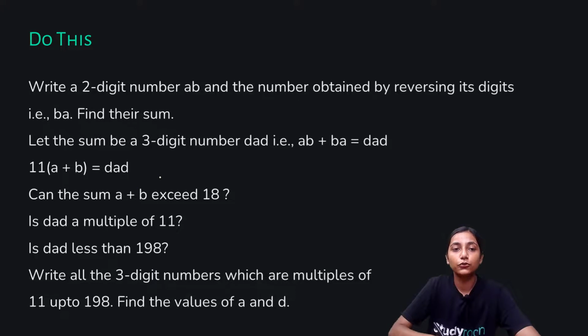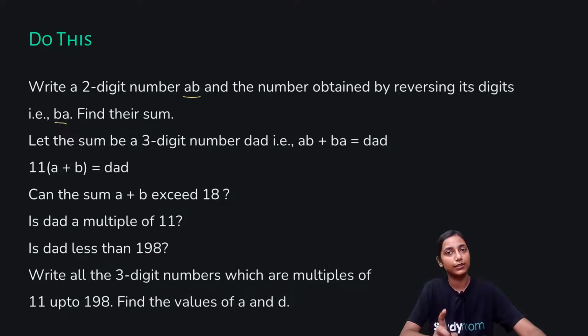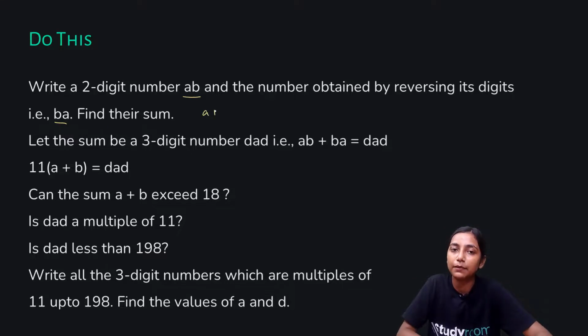Now you have to do this. Write a two-digit number AB. First of all, write a two-digit number AB, then find a new number that will be obtained by reversing its digits, that will be BA. Now find their sum, that is AB plus BA. Let that sum be a three-digit number, that is DAD. That is AB plus BA gives us DAD, a three-digit number.